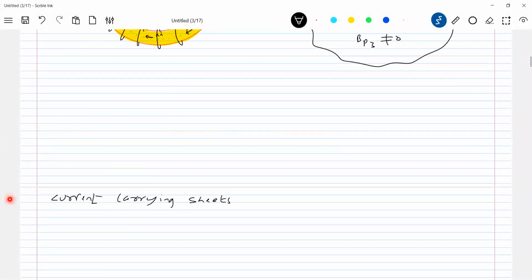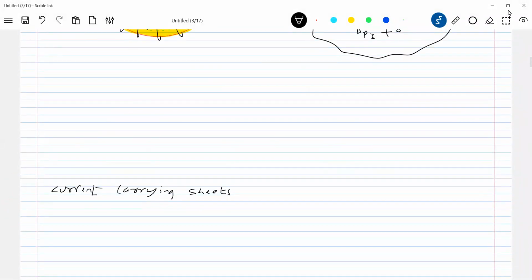Okay, next we'll go for current carrying sheets. B bar due to a current carrying sheet here.